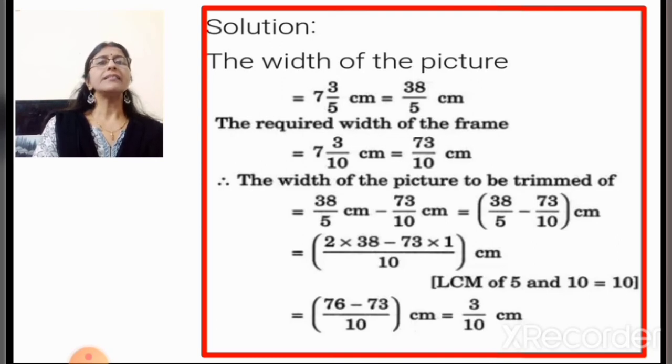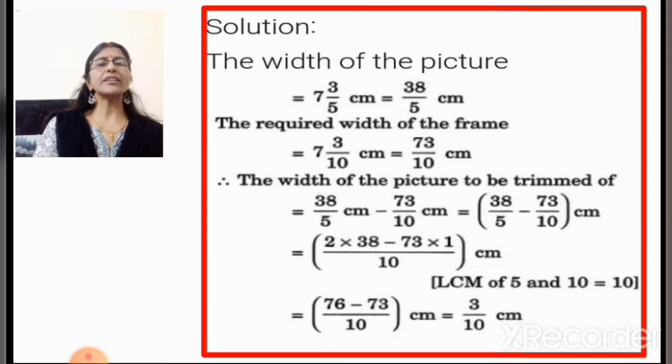Now we will see the first fraction. It has 5 in the denominator. So 5 will be multiplied by 2. Same thing we'll do with the numerator also. So 38 also will be multiplied by 2. So it's given here 2 into 38, or you can write 38 into 2, minus.